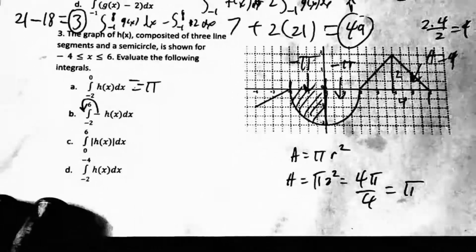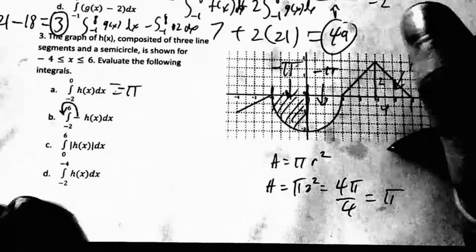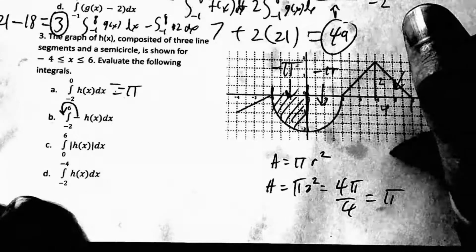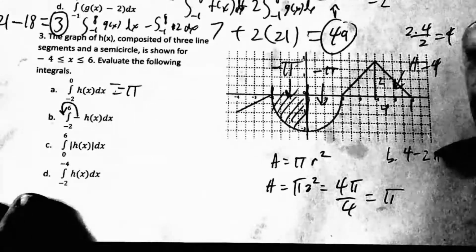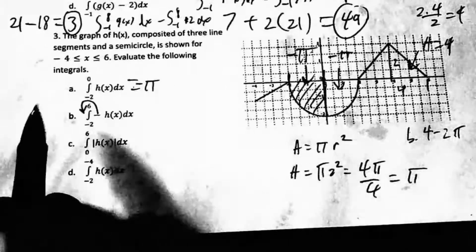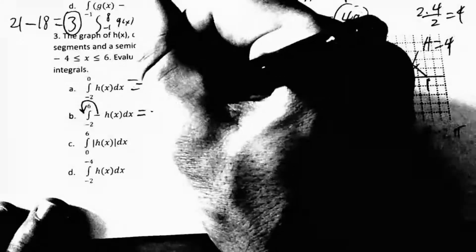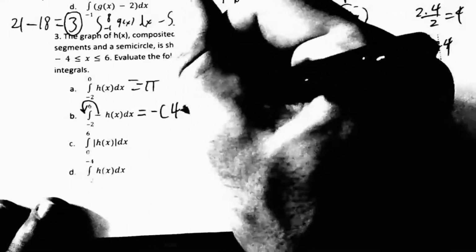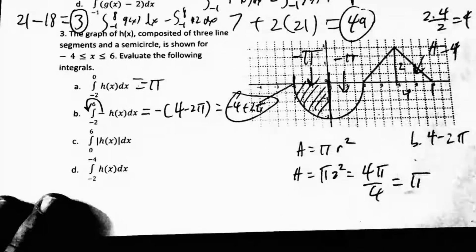So what this comes out to is 4. This is B. It comes out to 4 minus 2 pi. But remember, I'm making the whole thing negative, so I'm just going to distribute. I'll show you how it looks. It's just a negative of 4 minus 2 pi, which becomes -4 plus 2 pi. Okay.